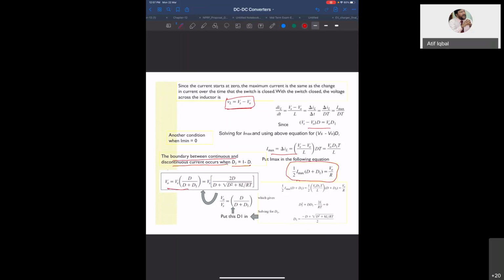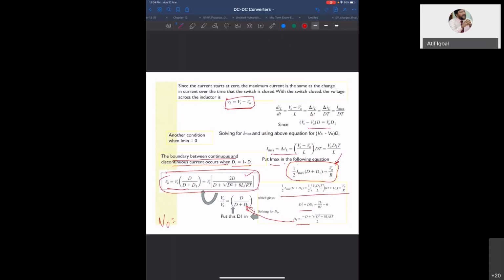Now solve for this. Put Imax in the following equation. When I put the value of Imax here, we get this quadratic equation. We have to solve this quadratic equation to get the value of D1. Once we get D1, we put it here, and we get the equation for V naught. So this is the final equation for V naught.